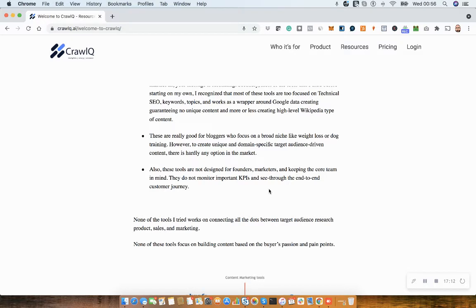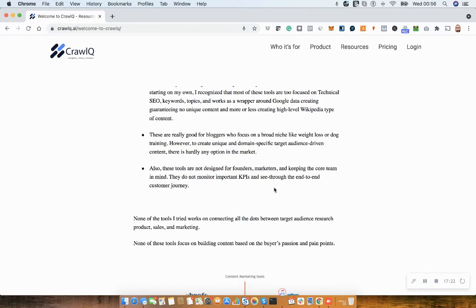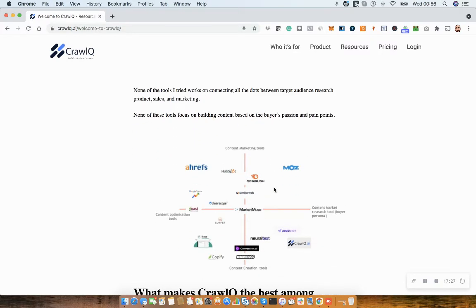They do not monitor important KPIs, and they don't see through the end-to-end customer journey. None of these tools I tried work on connecting all the dots between target audience research, products, sales, and marketing. So here, this was a little attempt to landscape the existing market for content automation tools. And without going into too much detail, you can see that CrawlQ is uniquely positioned between content market research tools, buyer persona research, and content creation tools.